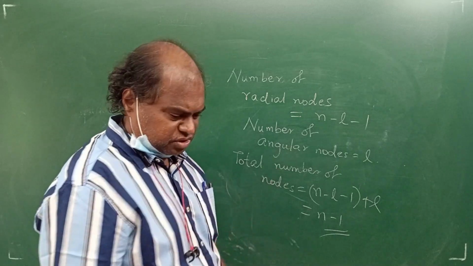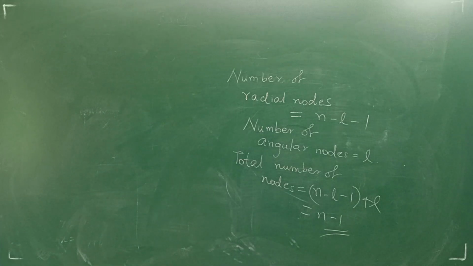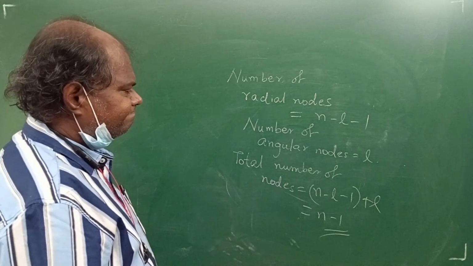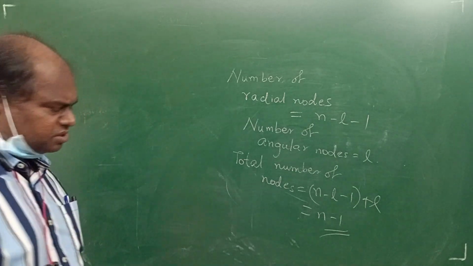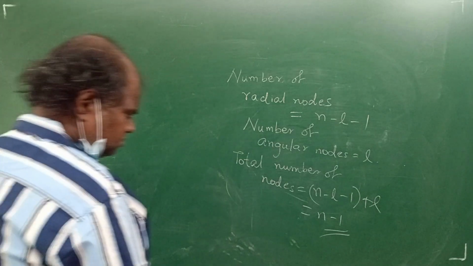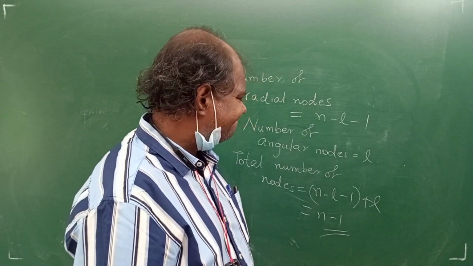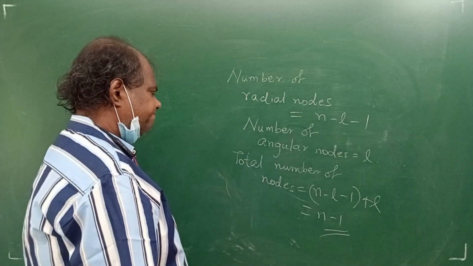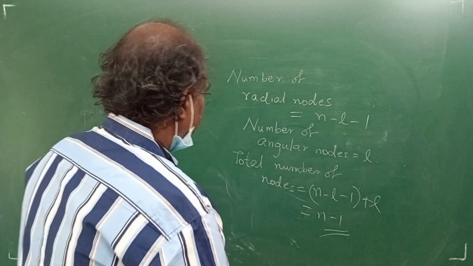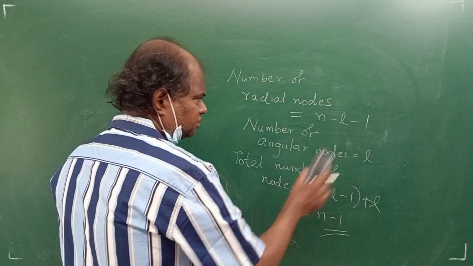So students, note down this formula first. Then we'll do sums on this, and then we'll see how these nodes actually look. I'll give you 2 minutes, just write it in your book. Then when I give questions, you can answer. I hope you have done this: n minus l minus 1 radial, l angular, and n minus 1 total.